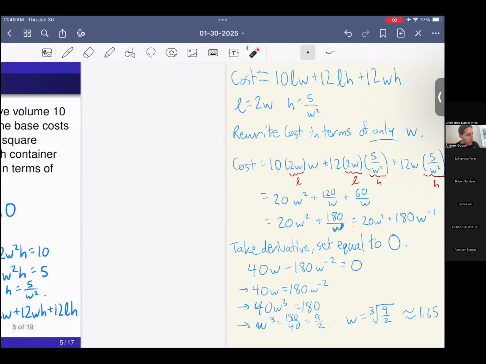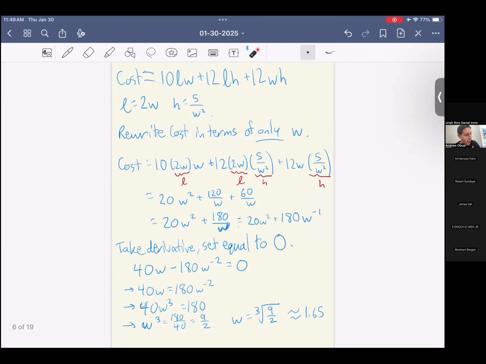And if we wanted to, we could figure out the other parts also, right? If the width is 1.65, the length is going to be twice that, so that's about 3.3, and the height is also going to be 5 divided by the square of 1.65, which is probably about 2. You can figure it out on a calculator if you want. Well, the point is this box is going to look pretty, like the sides are all going to be kind of similar to each other.